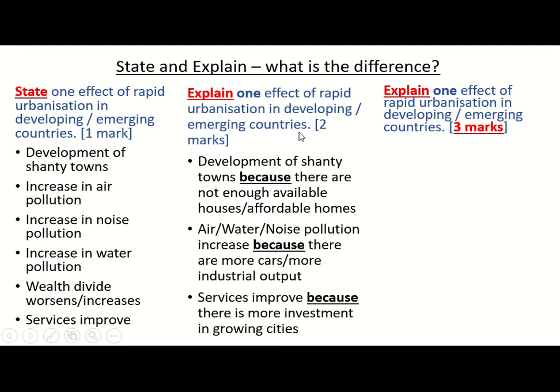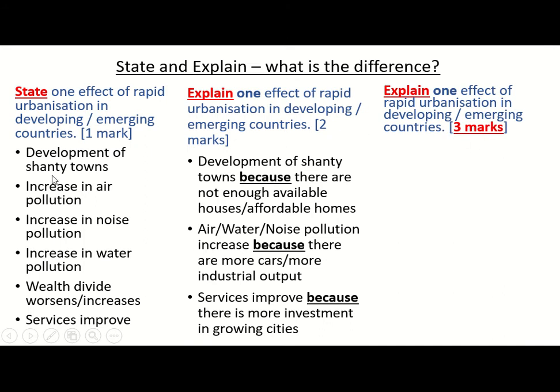But getting the second mark is more tricky, and this is where it divides the people getting grades 1, 2 and 3 from those getting grades 4, 5, 6 and upwards. Where you've got even more tricky questions, again, it's the same question, explain one effect, but the thing that's changed here is it's actually worth 3 marks. So you've got to look out for that too.